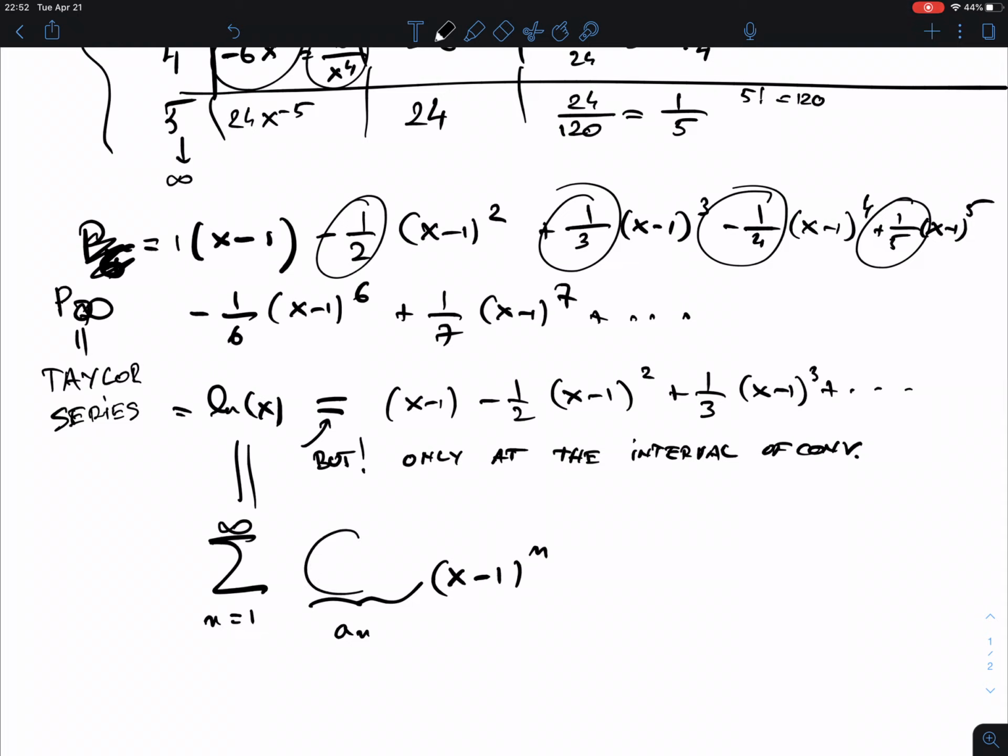So the question is, what is this number? Why do I start from 1? Well, you see, because there was no 0 power here, right? So that's why I only have to write 1 here. So what is the an?